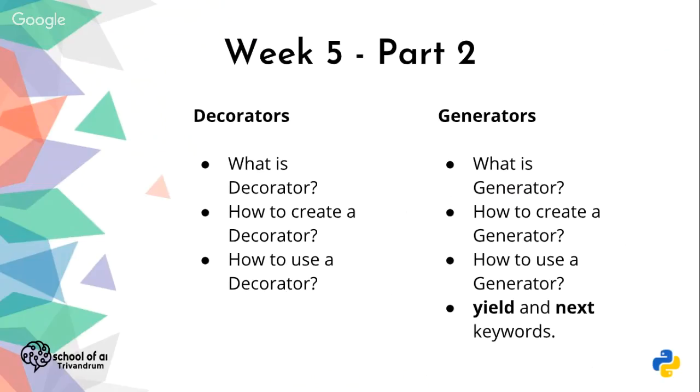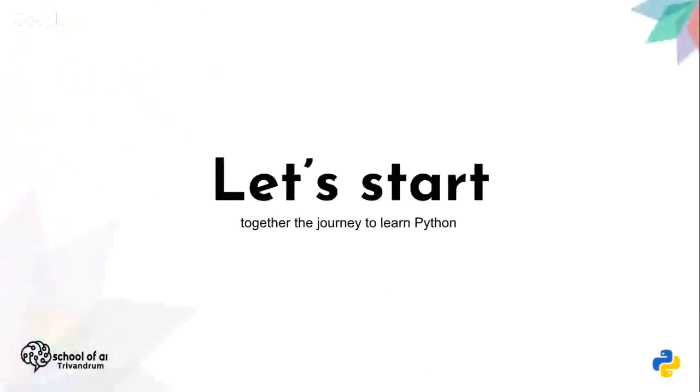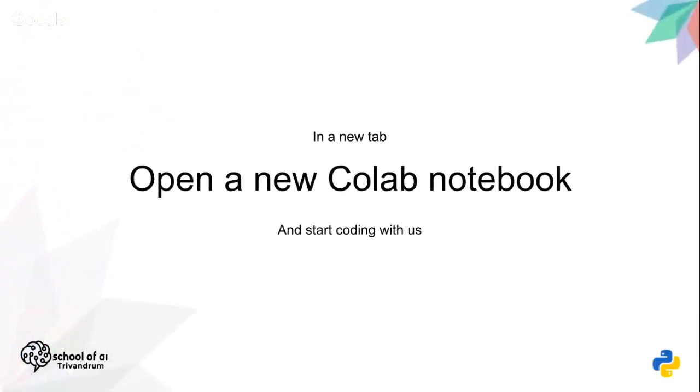This is the content that we will be learning today. We will learn about decorators, how to create a decorator and use it. Then we will also learn about generators, how to create a generator, how to use it. We will also look at the keywords like yield and next. So let's get started. I request everyone to open your Colab notebook and start coding with me.